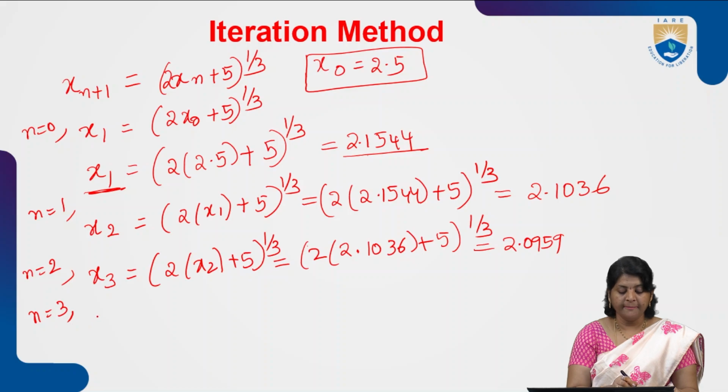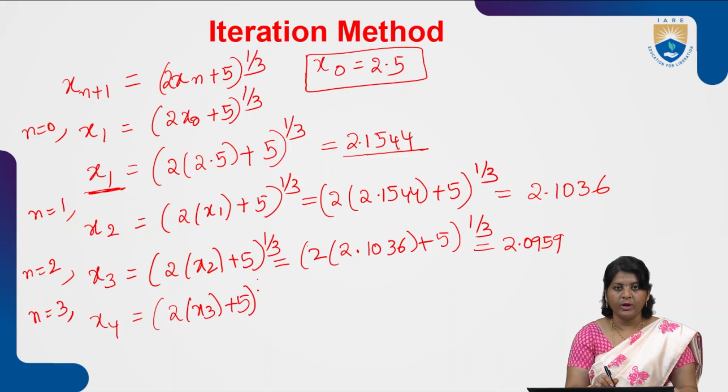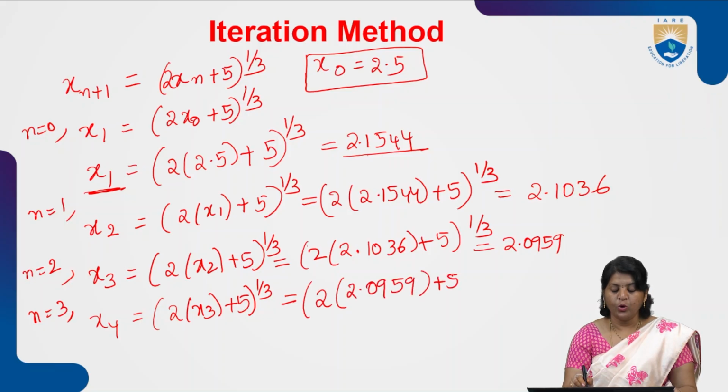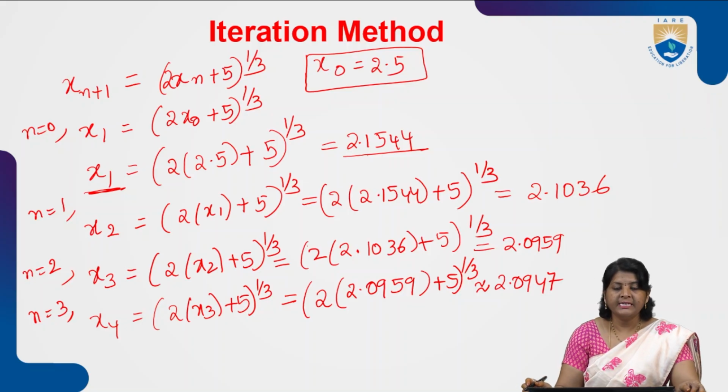N is equal to 3. That means x4 is equal to (2 x3 plus 5) whole power 1 by 3, which is equal to (2 into 2.0959 plus 5) whole power 1 by 3. This is approximately equal to 2.0947. If we are considering up to 2 decimals, we can stop here.